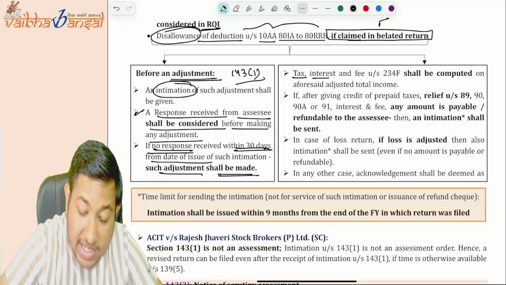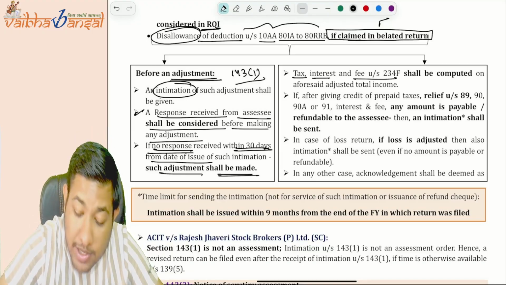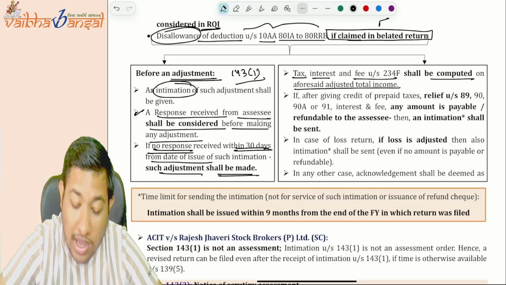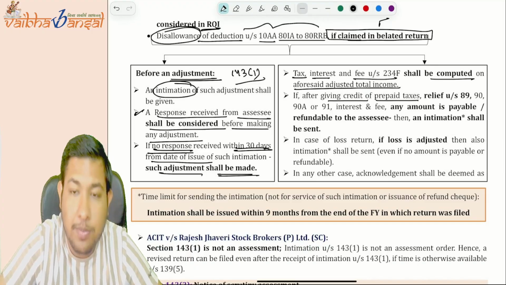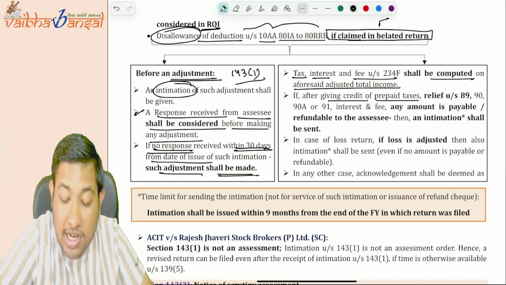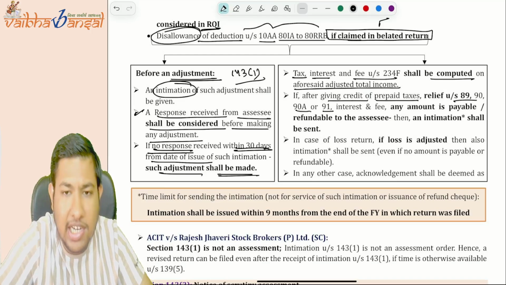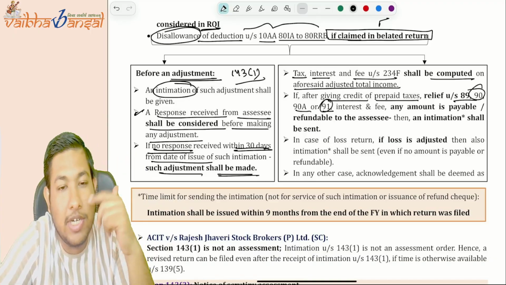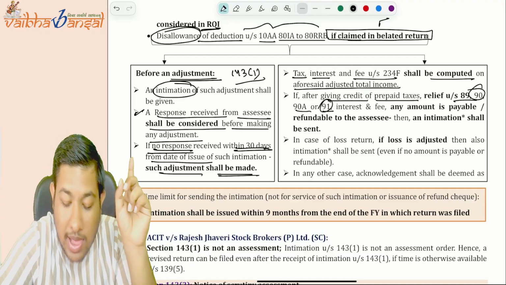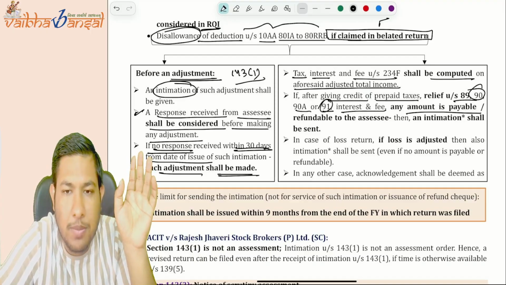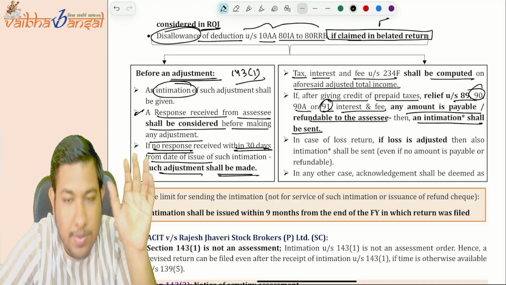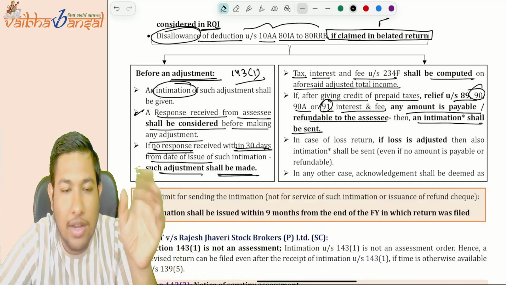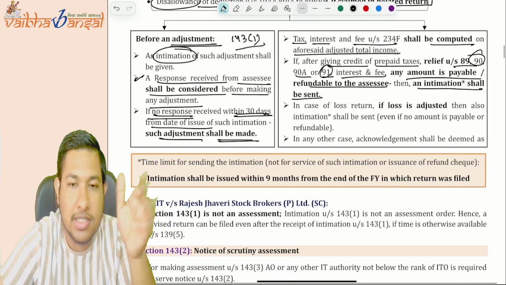See, tax, interest and fees under section 234 shall be computed on the aforesaid adjusted total income. As I have said, if there is a foreign tax credit of prepaid taxes, that is foreign tax credit relief under sections 89, 90, 90A, 91, which you will see in the double taxation relief chapter. And if there is any interest or fee amount payable or refundable to the assessee, then the intimation shall be sent. Then the assessee will pay the amount.